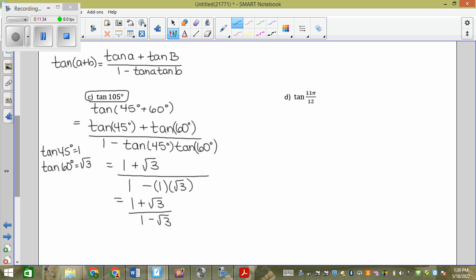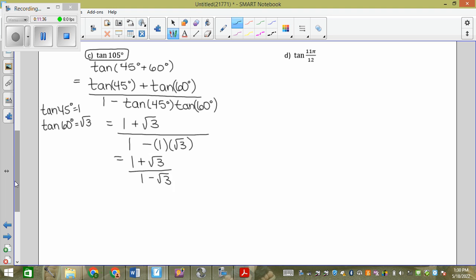Now some people say, I'm done. Nope, you won't be done. They'll never have that. You have to rationalize your denominator. I have a binomial denominator, so I have to multiply by the what? The conjugate. Good thing you popped in time. So we're going to multiply by 1 plus root 3 on the numerator and denominator, and I'm going to have to FOIL to distribute my binomial and binomial.